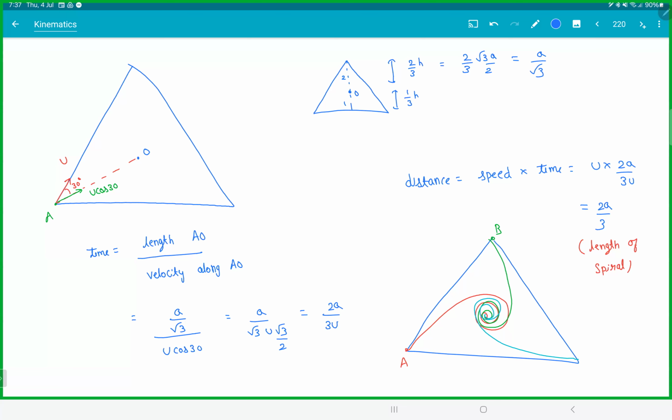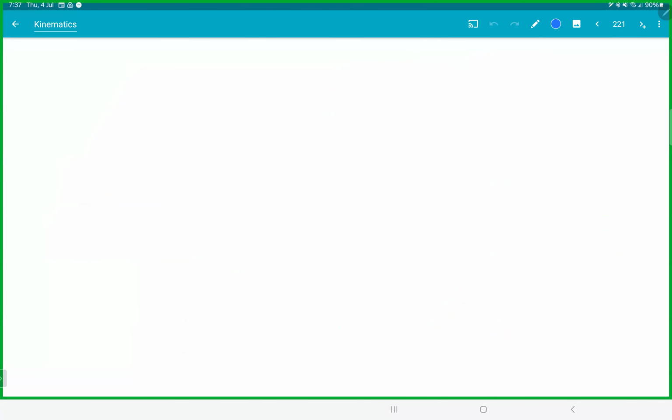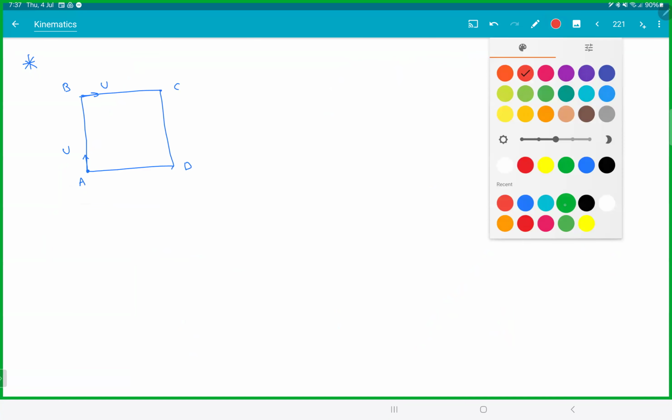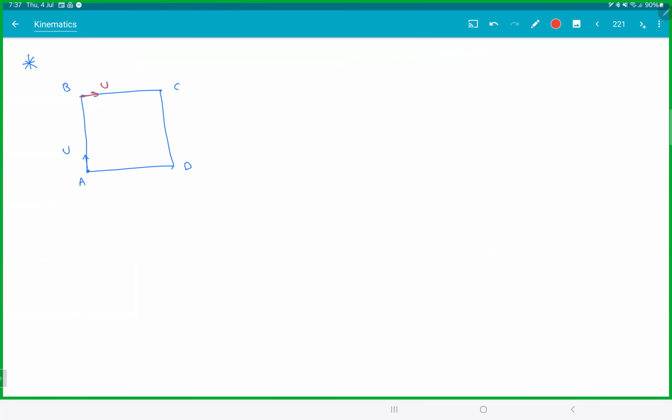Great. Now, if you understood this, then tell me the answer for this. Suppose we have a square and four particles are chasing each other. This guy is going with you. This guy is going with you. Find the time when they meet. Four particles chasing each other.